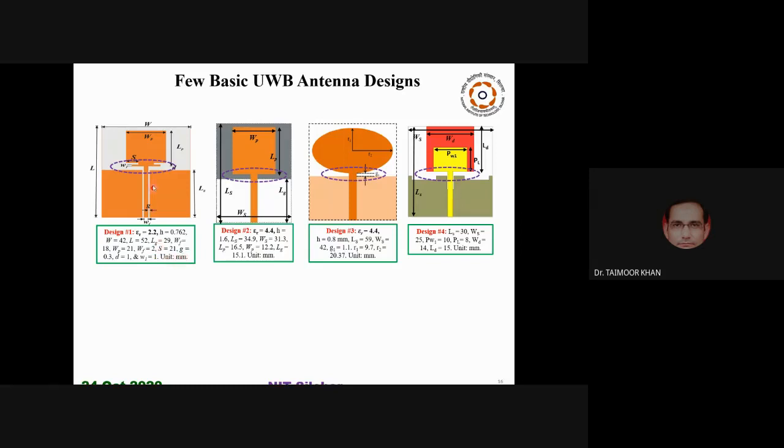The different optimized geometries are mentioned here. The first one is based on RT Duroid material of 2.2 relative permittivity. Here it is FR4 and FR4, which is the dielectric material. Here FR4 is used for the ground plane, and the dielectric resonator is of K10 material, whose dielectric permittivity is 9.8, which is used for designing that entire design.